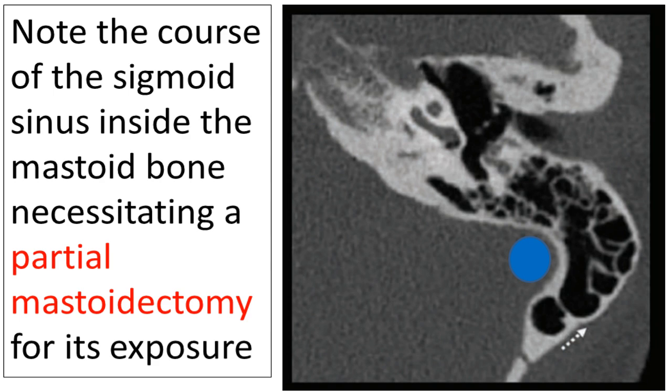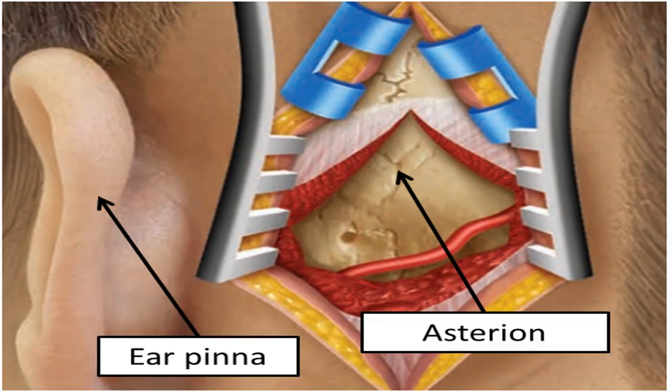In some cases, the asterion is less reliable, especially when the sigmoid sinus runs within the mastoid bone, and then the sigmoid sinus will not appear after burr-holing the asterion and will need partial mastoidectomy for exposing it, but these cases are less common. If we look to the site of asterion in relation to the external ear, it is located here.